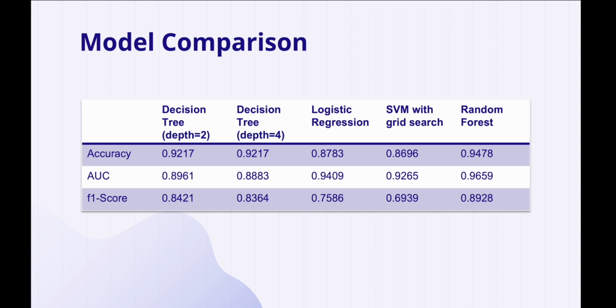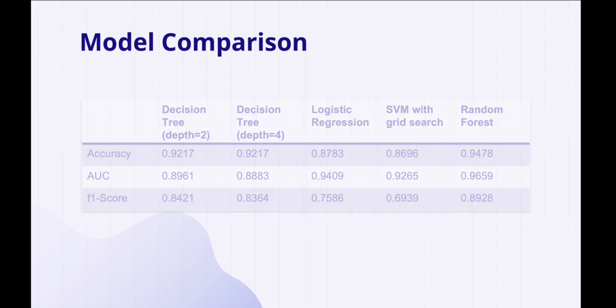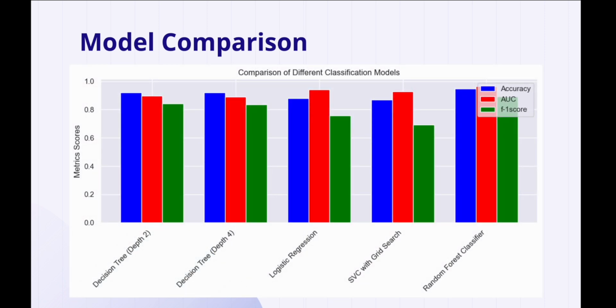Now, let us visualize this data by viewing a bar plot of the various models. From the bar chart above, we see that the random forest classifier has a higher classification accuracy, a higher area under the curve of the ROC, and a larger F1 score than all the other models. This makes the random forest classifier the best model in predicting breast cancer.